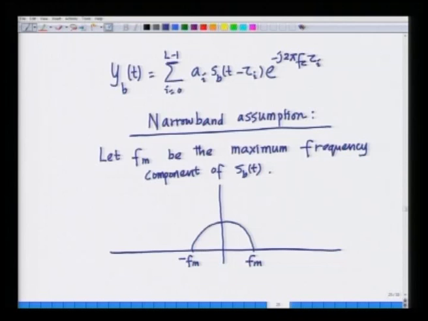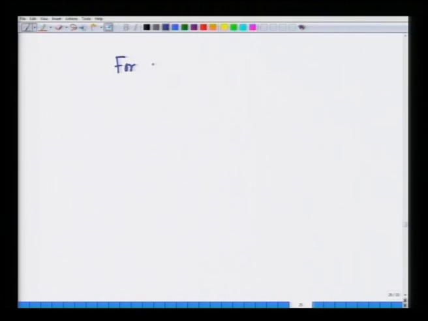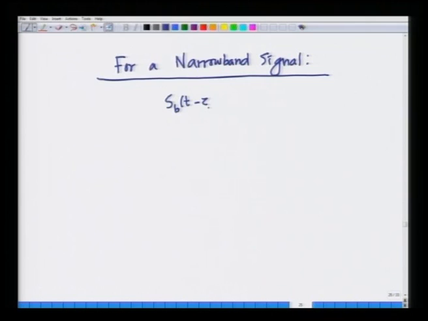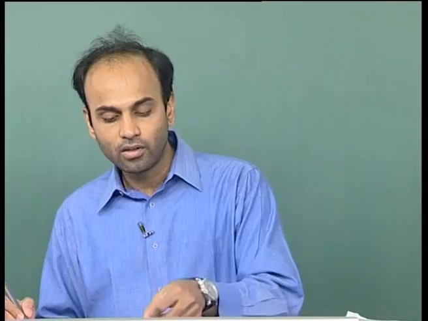Alright. So, now coming back to my baseband system model, which is YB of t is sum of AI SB of t minus tau I e power minus j 2 pi FC tau I. In case of a narrow band signal, a simplifying assumption that can be made is SB of t minus tau I is approximately equal to SB of t. Alright, what does this mean? This means that the baseband signal for different delays tau I is approximately equal to SB of t, that is, the delay does not cause significant distortion in the received signal because its maximum frequency component FM is limited. Alright.